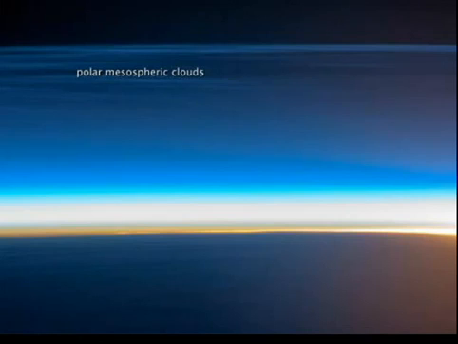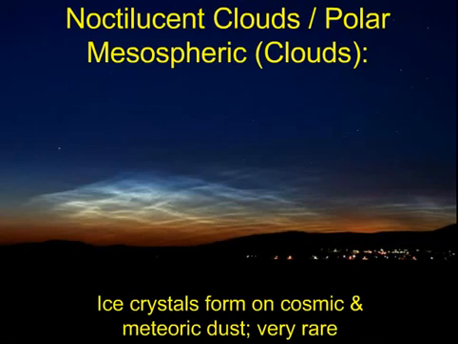One characteristic of the mesosphere is the presence of mesospheric clouds. These mesospheric clouds are very difficult to see, but these aren't the types of clouds that we see every day. These clouds, of course, are at a much higher altitude than the clouds in the weather that occurs each day here in Indiana. These particular clouds have a specific name. They're called noctilucent clouds or polar mesospheric clouds.